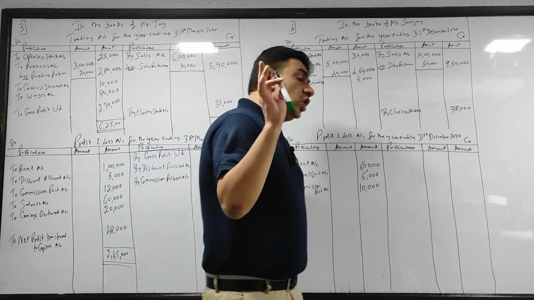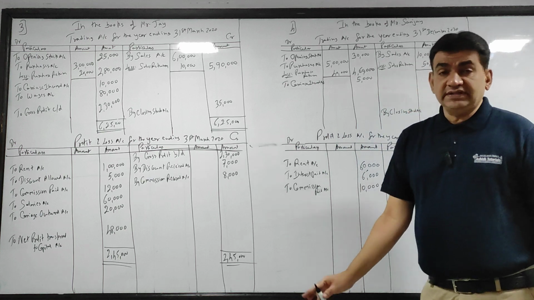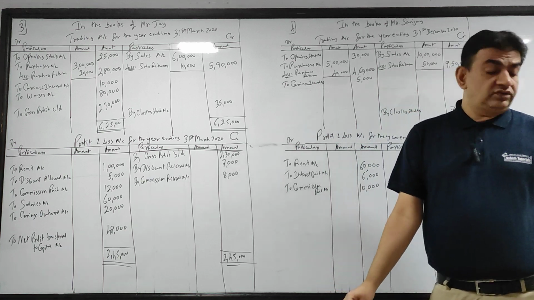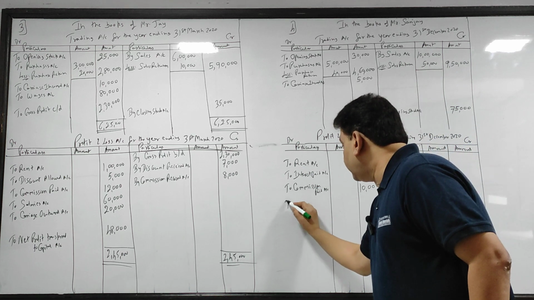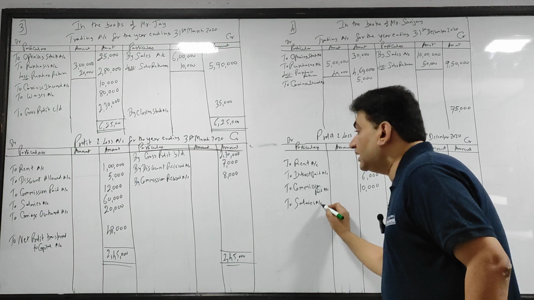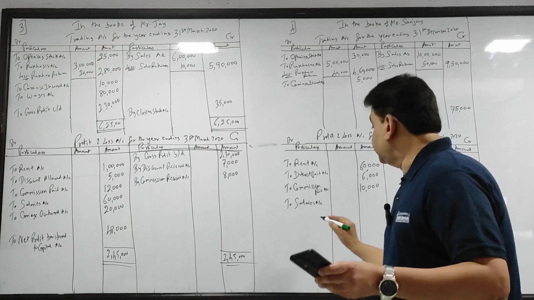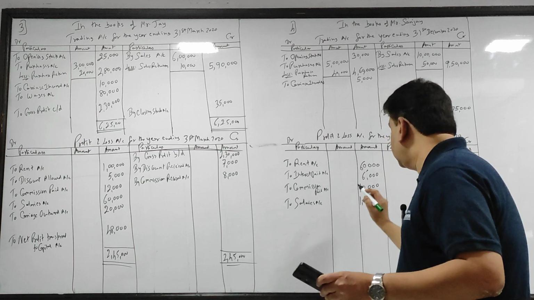Salaries. Only salary is an indirect expense. That means salary paid to the office staff or selling staff come to the debit side of P&L. To salaries account, that is 1 lakh.